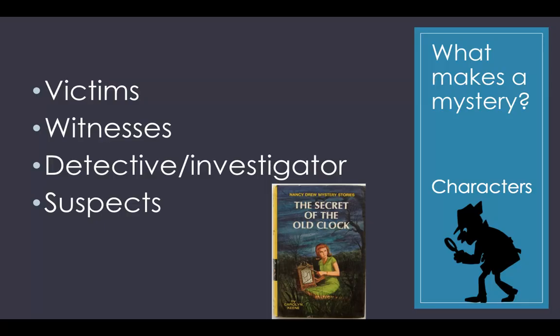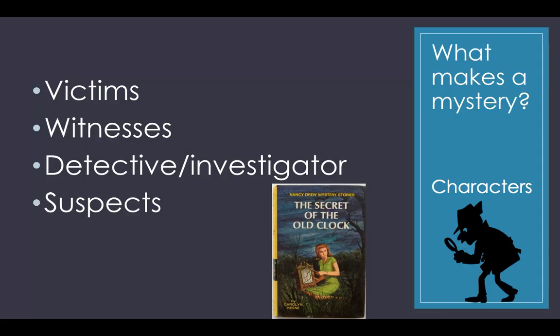Characters also make a mystery. So we have a few categories of characters. Victims. Obviously, the victim is the person who the crime was committed against. So if the crime is a murder, it's the person who got murdered. Your witnesses are the people who were around when it happened. So if the murder happens at this party, then the witnesses would be the people who are at the party that can provide evidence or information for our detective, which is our third category of character.